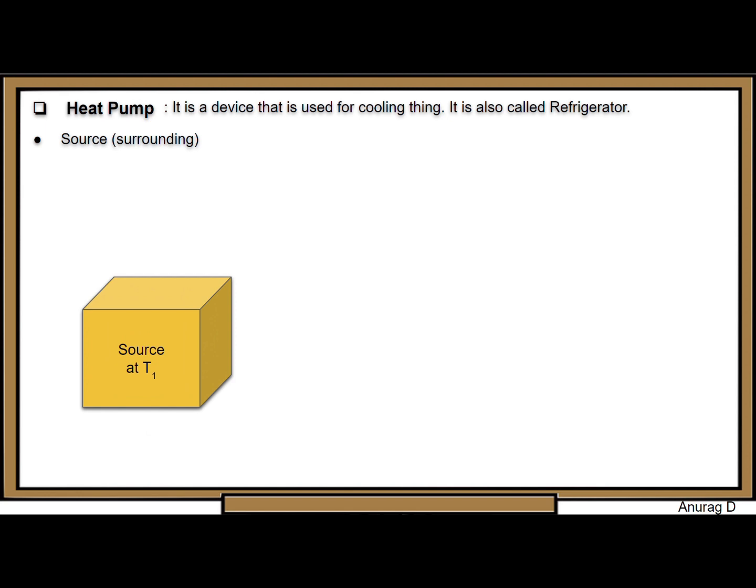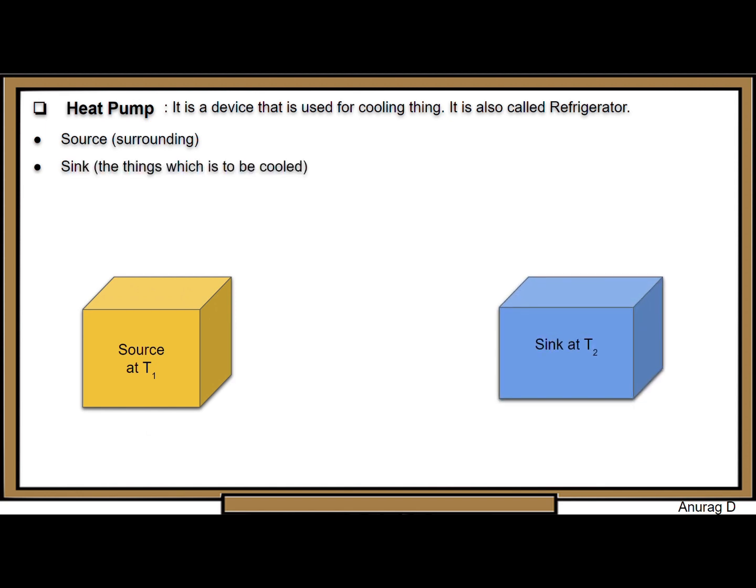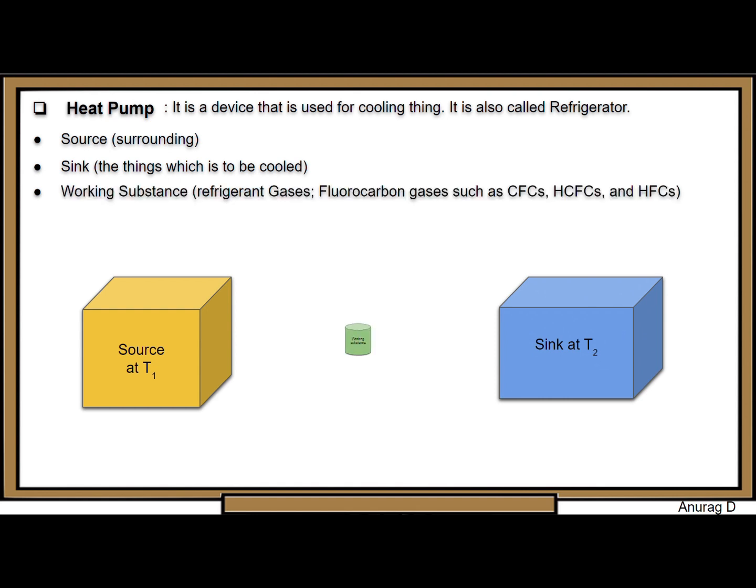It also has three essential parts. First, source. Surrounding acts as source. Sink. The things which we need to cool act as sink, and it is always at lower temperature. Working substance. The refrigerant gases act as working substance.